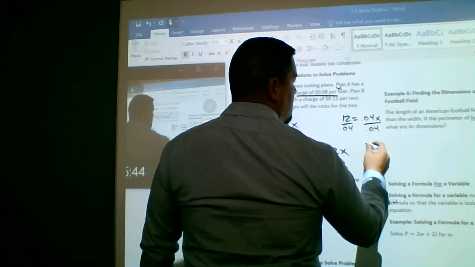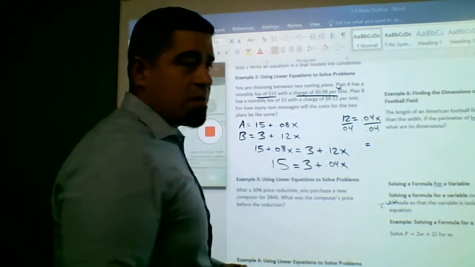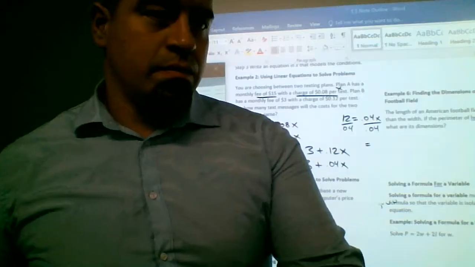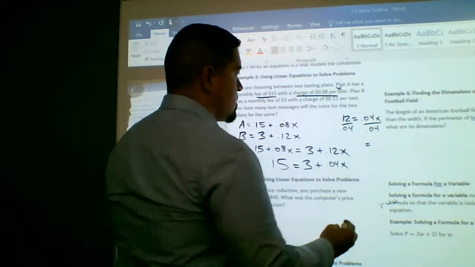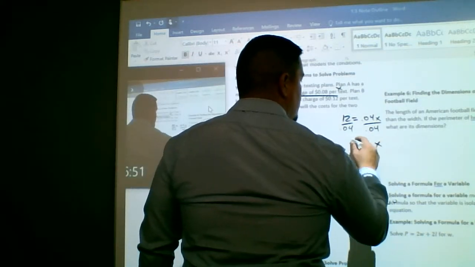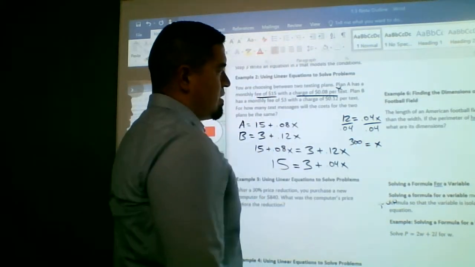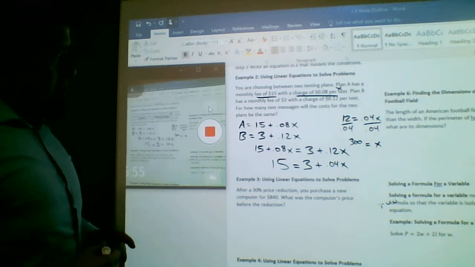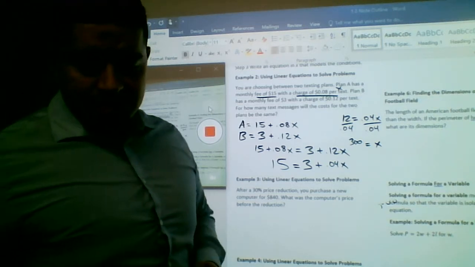Okay, so then you'll end up with your answer, which is x equals 300. Okay, feel free to use a calculator there. And that answers that question.